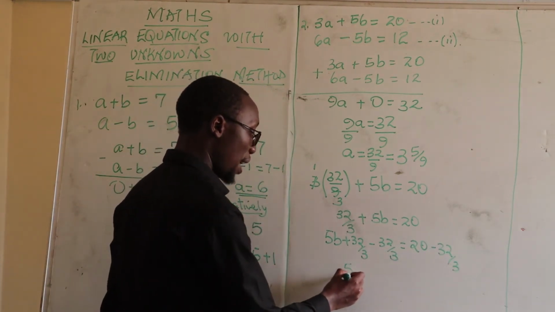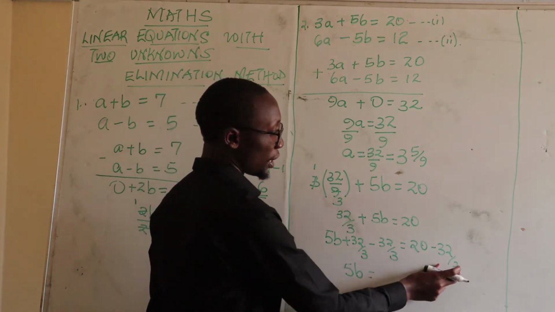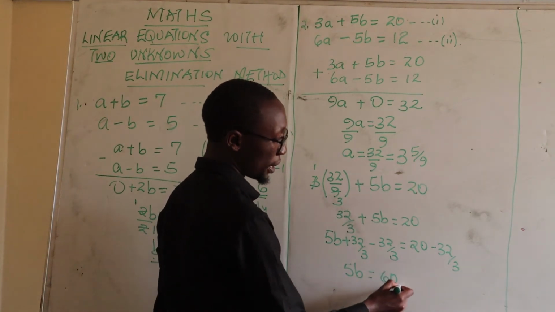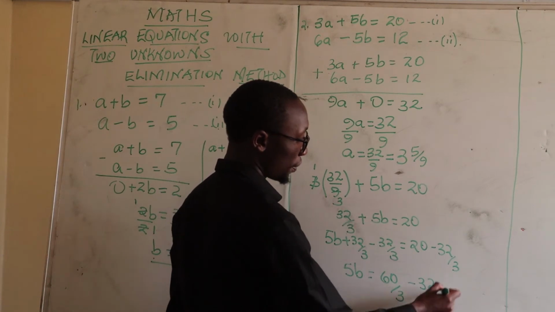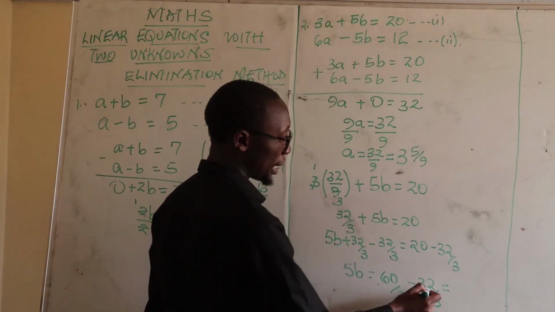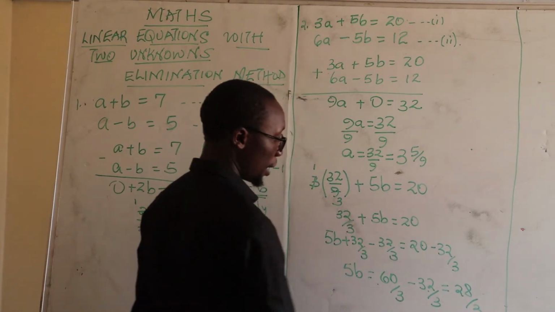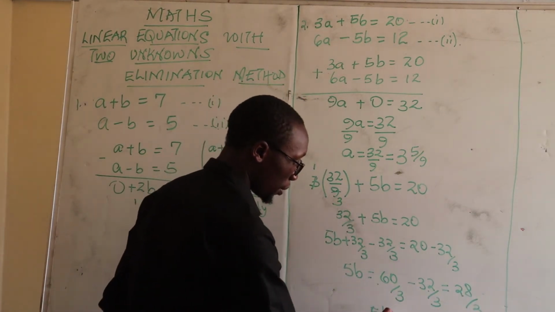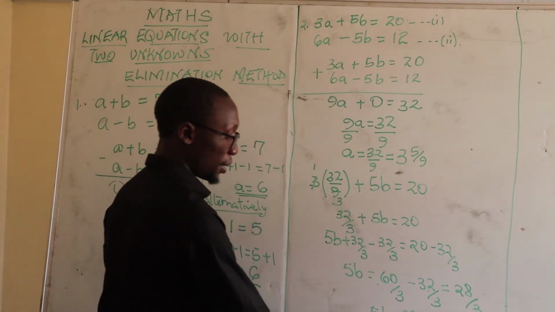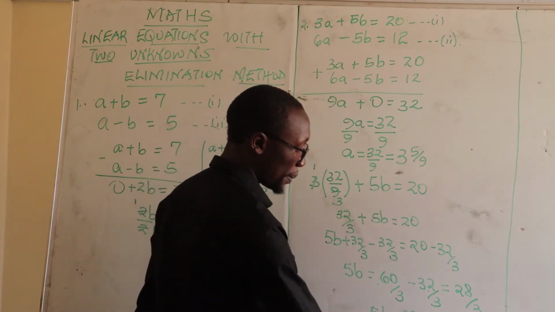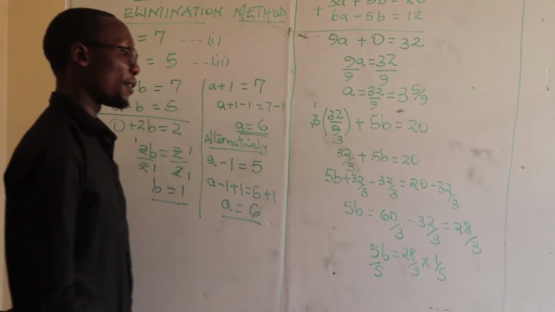And so this will be 5b, and this will be equals to 20 to the denominator of 3, which is the same as 60 all over 3. You take away 32 all over 3, and this will give you 60 minus 32, which becomes 28 all over 3. And so 5b will be equals to 28 all over 3. So to get the value of b, we divide by 5. To divide by 5 means we multiply by the reciprocal of 5, which is 1 all over 5.